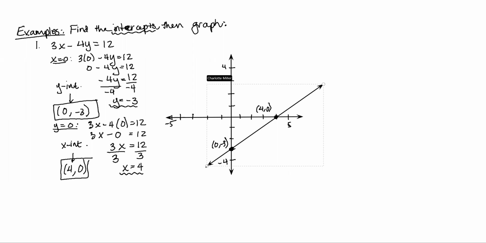And there we have it. This is our graph for this equation using the 2 intercepts. Okay, now let's go ahead and try one that's a little bit trickier. These ones are weird because we only are given an x or a y. So what I mean by that, let's take a look at number 2.